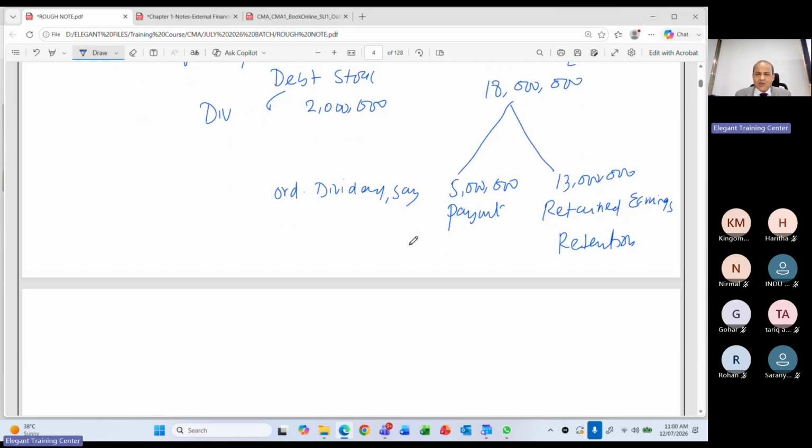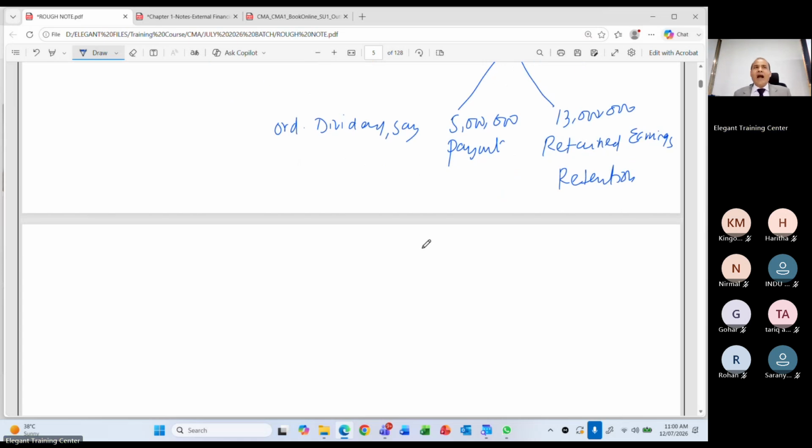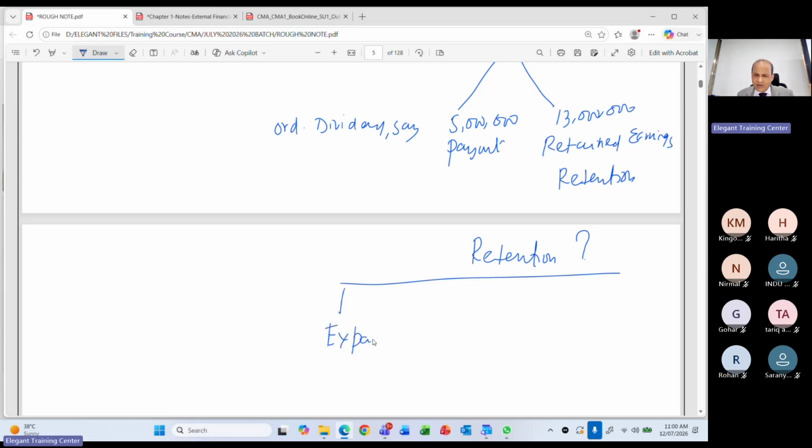Now my question is, why retention? I will not stick to the book. Sometimes I will go beyond, because you are professionals. You should understand the bigger picture, not only stick to the book material. Who can tell me why retention? Yes, to use for future growth, business expansion. That is the main reason, your expansion. Clear?